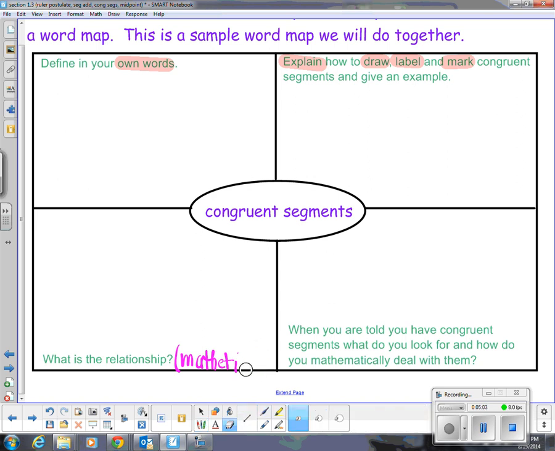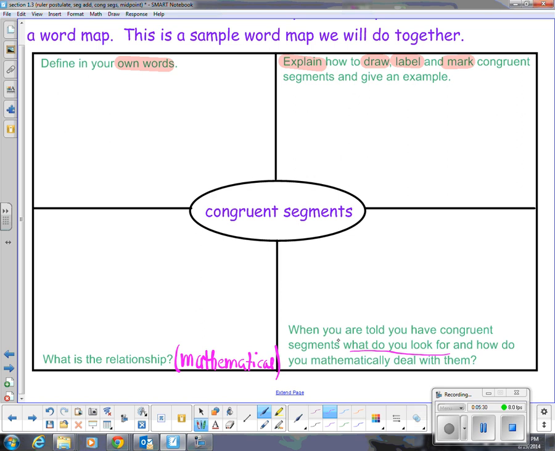We have to get this into something that we can relate to mathematically. So this is a mathematical relationship. Now, based on this mathematical relationship, when you are told that you have congruent segments, what do you look for? And it goes back to this relationship. What do you look for? And then how do you mathematically deal with them?